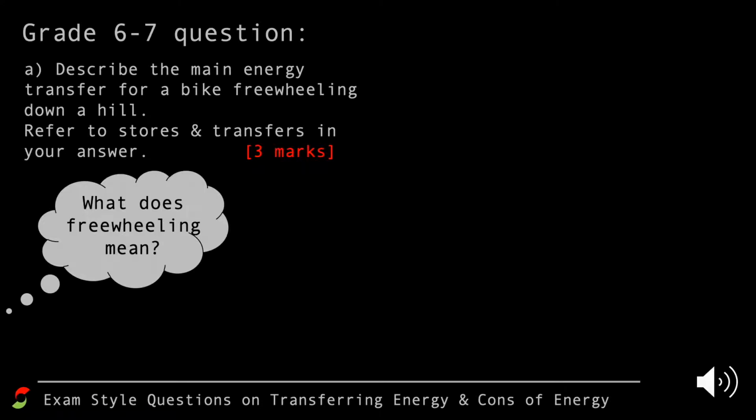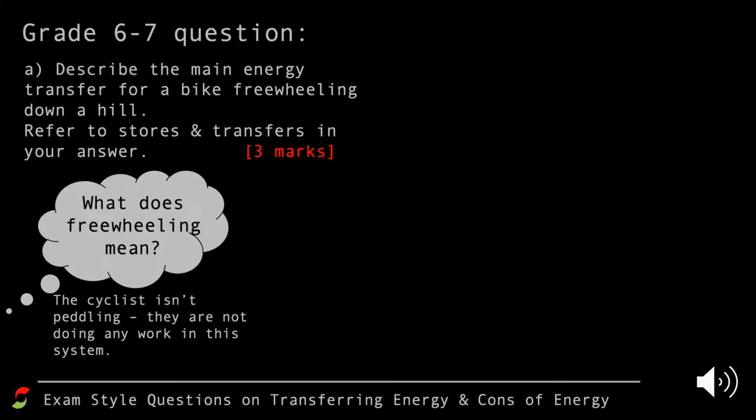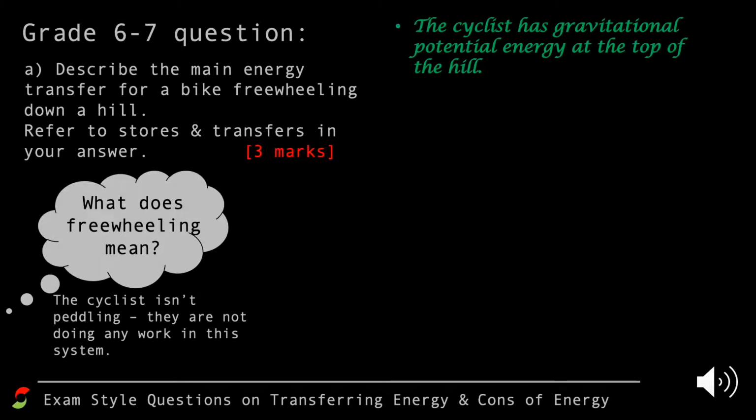So what I'm thinking is, what does freewheeling mean? If I think about freewheeling, it means that the cyclist isn't pedaling. So there's nothing to do with the chemical energy store. The person isn't doing any work. So it must be their weight. Their weight is causing them to go down the hill, and weight is a force. So if we identify the first type of energy that the cyclist has, the cyclist is up a hill, so it has a gravitational potential energy store at the top of the hill.